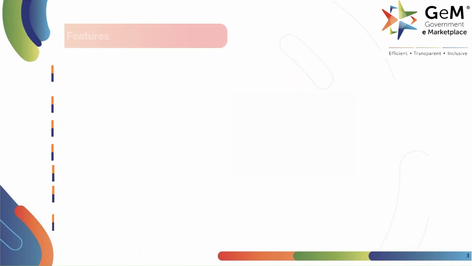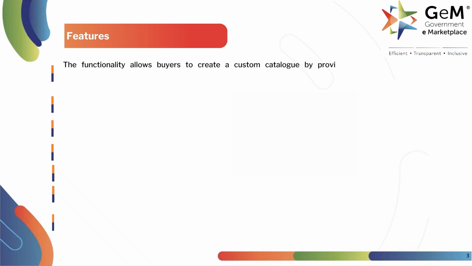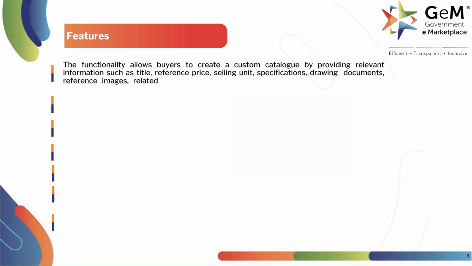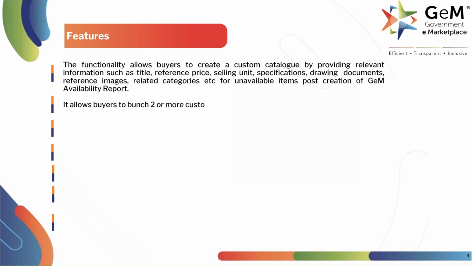Here are the key features of this functionality. The functionality allows buyers to create a custom catalog by providing relevant information such as title, reference price, selling unit, specifications, drawing documents, reference images, related categories, etc. for unavailable items post creation of GeM availability report. It allows buyers to bunch 2 or more custom catalogs.